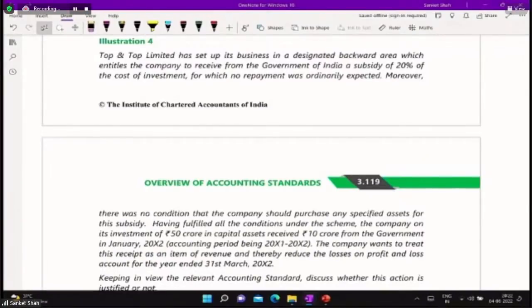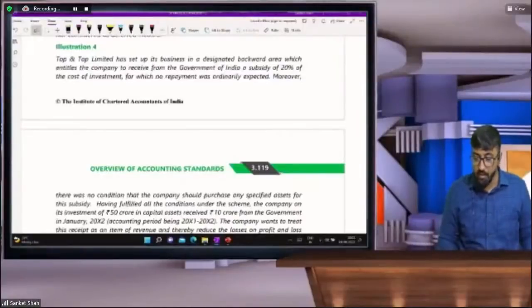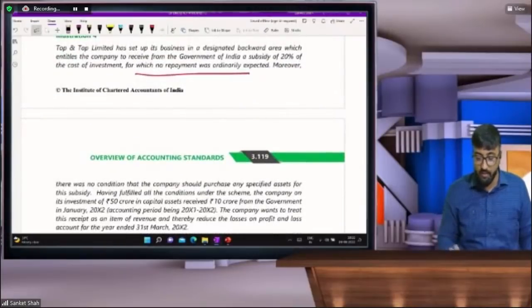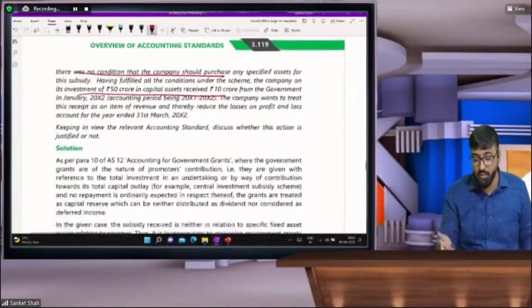Chalo. So Top and Top Limited has set up a business in the designated backward area, which entitles the company to receive the Government of India subsidy of 20% of the cost of investment, for which no repayment was ordinarily expected. Moreover, there was no condition that the company should purchase any specific asset for the subsidy. Having fulfilled all these conditions under the scheme, the company received rupees 10 crores from the government in January 2002. The company was to treat this receipt as a revenue. No, how can it be revenue in nature?